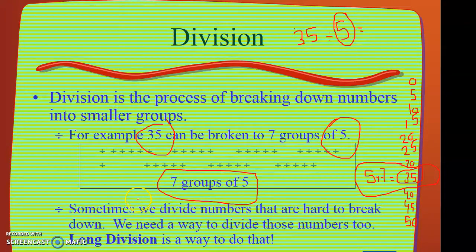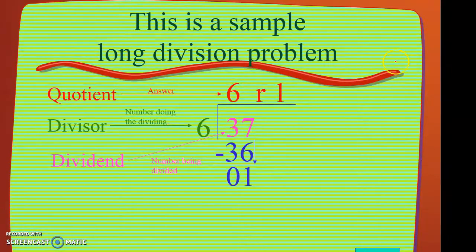Right. Sometimes we divide numbers that are hard to break down. Why? Because they are so big. So now we will do another way in division. Okay? For example, when I say 36 divided by 5, is 36 in table 5? It's not in table 5. So now we will do another way in order to break them down. Look how. This is a sample division problem.